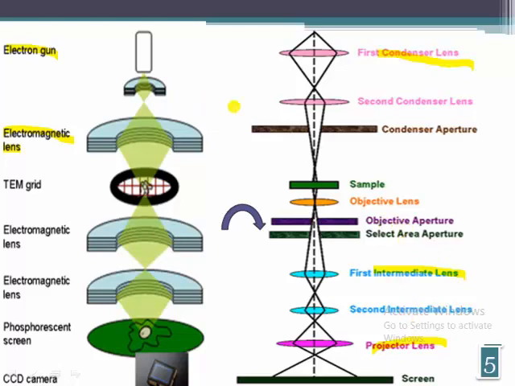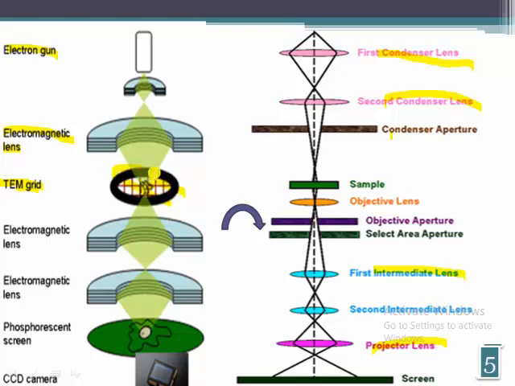So now we will move toward the condenser lens. What is the role of the condenser lens? The condenser system forms the probe; it will produce an electron probe. After that, this electron will come over here to the sample grid, or you can say the TEM grid, and here there is a sample. You can see this is a TEM grid.